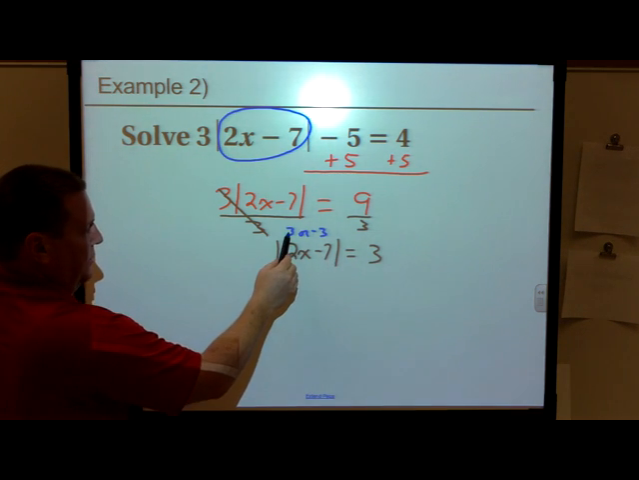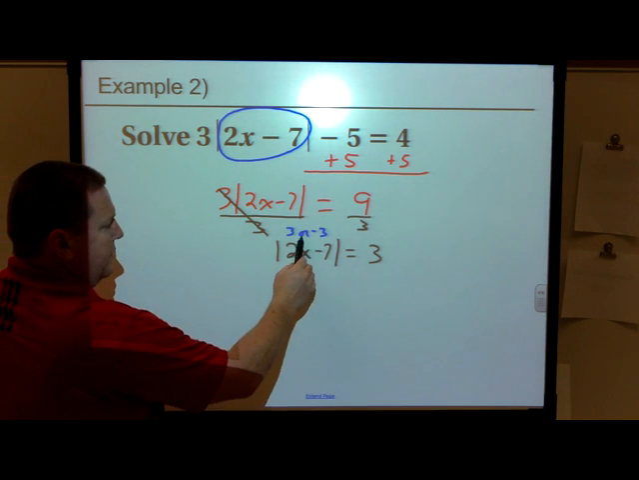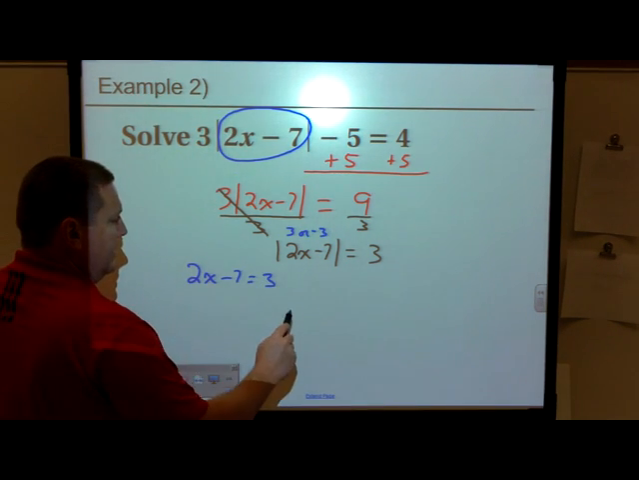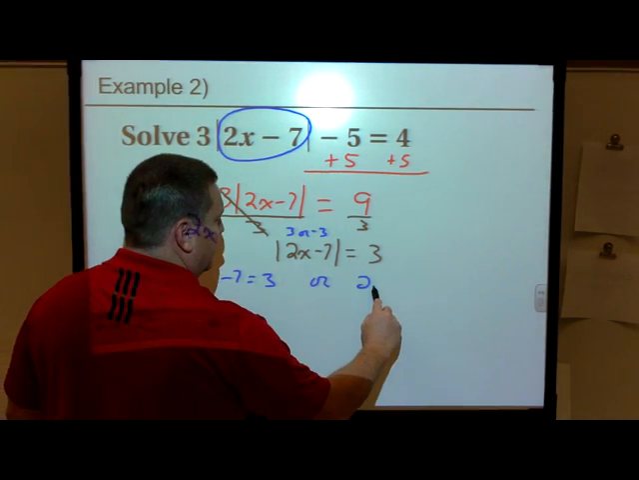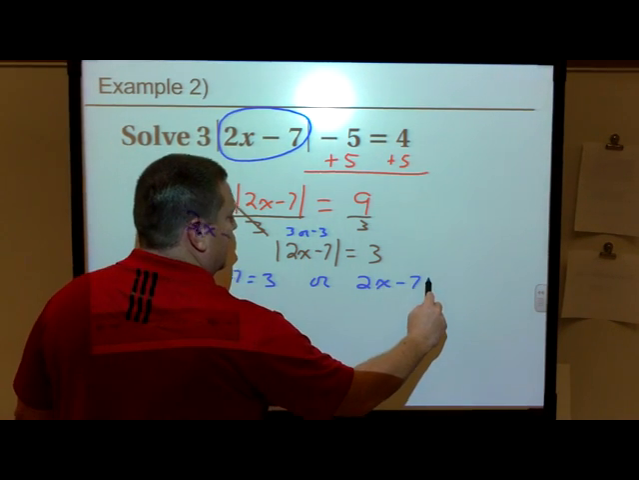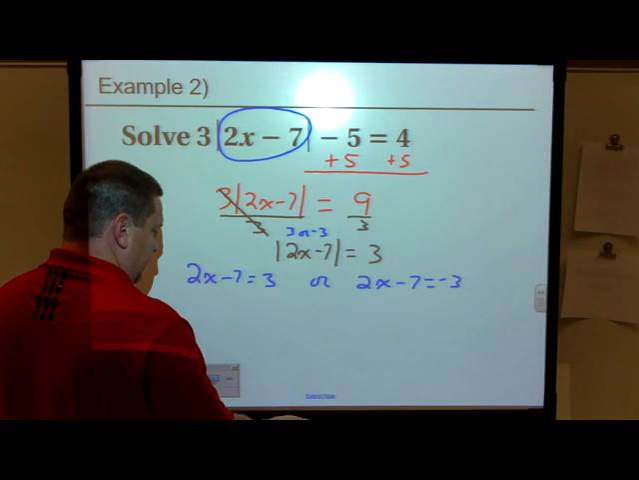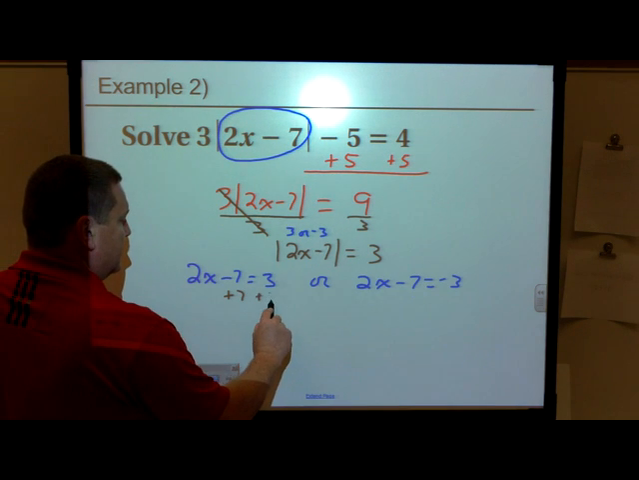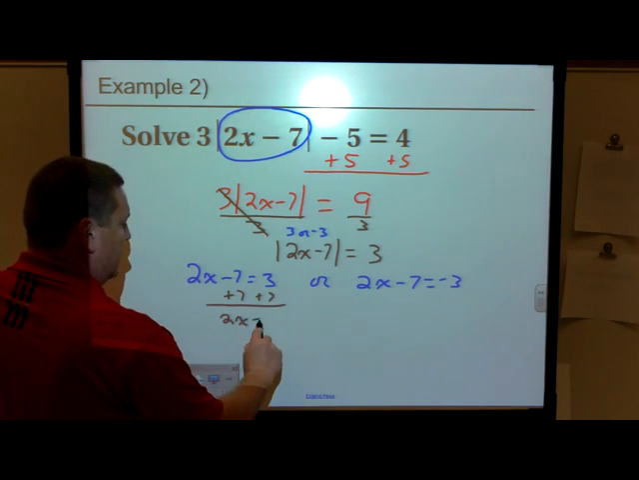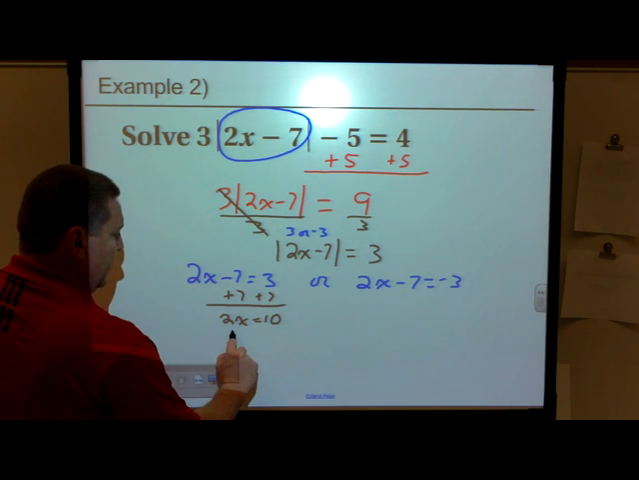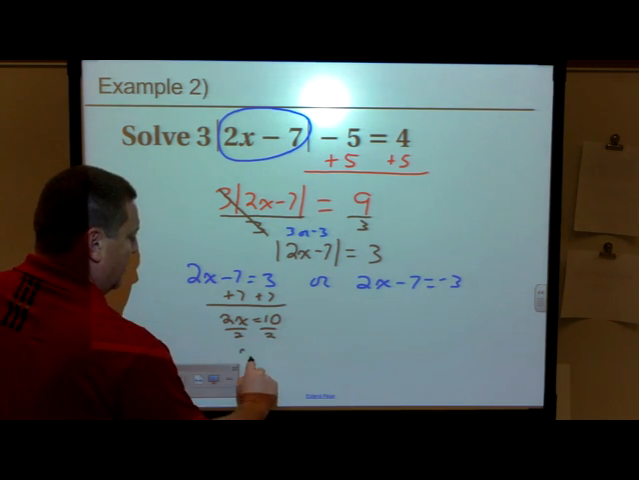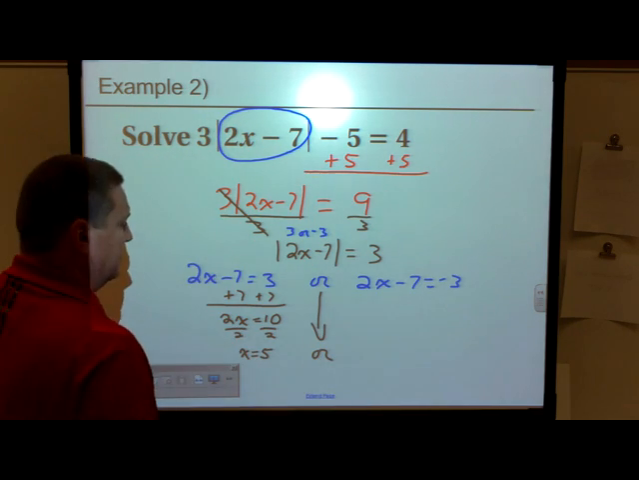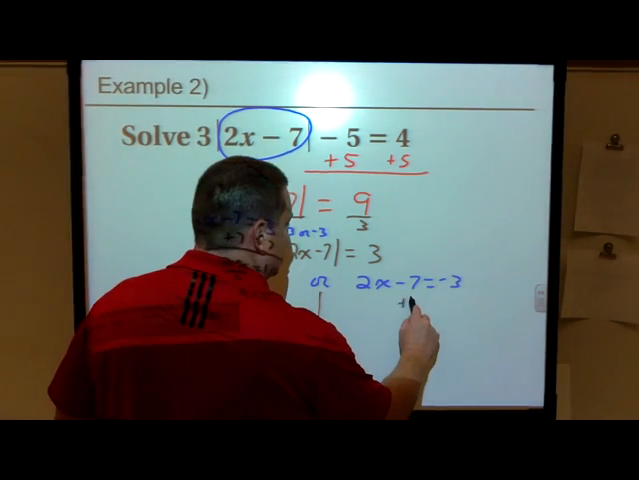So we let this expression equal 3 and we let it equal negative 3 and we solve both of them. So 2x minus 7 is equal to 3 or 2x minus 7 is equal to negative 3. And then solve for both. So plus 7 gives you 2x is equal to 10. Divide by 2, x is equal to 5.